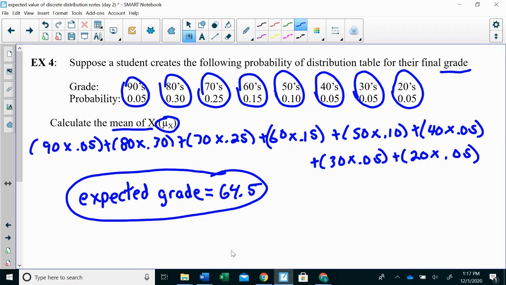So I hope this video helps you with working through the arithmetic for expected value: E of X, mean of X, that mu of X notation. They all mean the same thing, and it's this arithmetic that you still see on the screen.